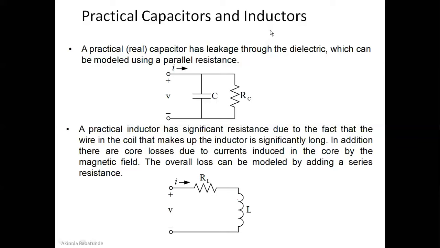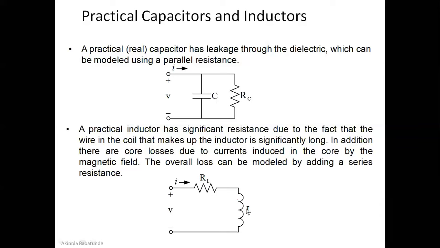For example, a real capacitor has leakage through the dielectric, which can be modeled using a parallel resistance. So you see a resistor is connected in parallel with a capacitor. This is what we see in real life. Okay, so you can see we have the capacitor, and the resistor is connected in parallel with the capacitor here. And this is what is going to help us account for the losses that we are experiencing.